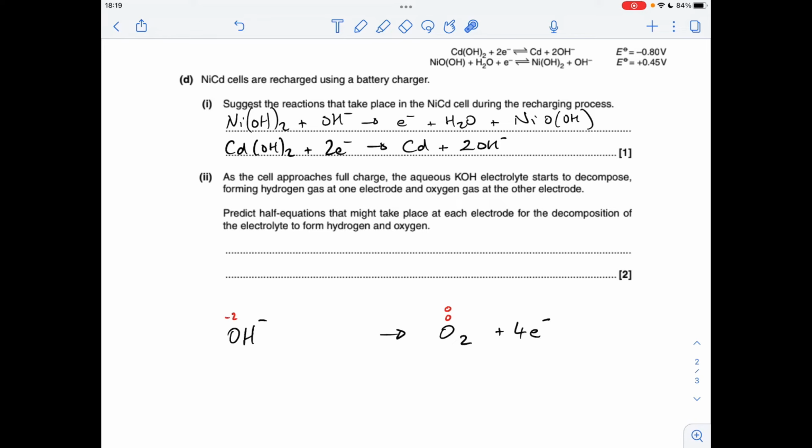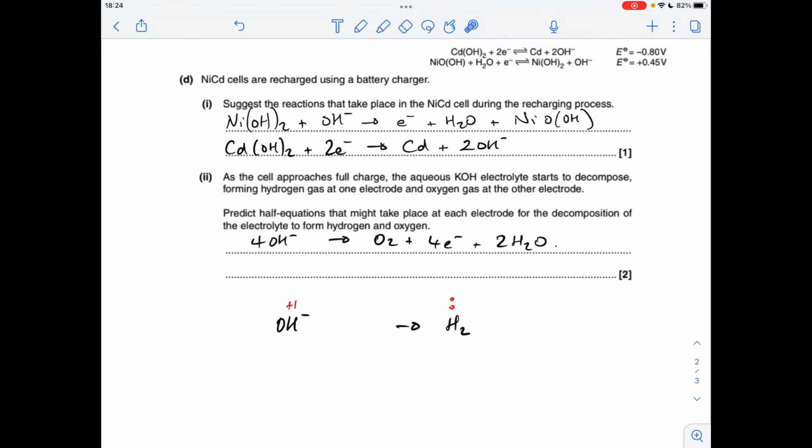So I've got 4 minus on the right, I've only got 1 minus on the left, so we'll stick a 4 in front of that. And the final thing I need to do is just get the atoms to balance now. So to get 4 hydrogens on the right hand side, I just need to bring 2 H2O molecules in, and that will also sort out the O's as well.